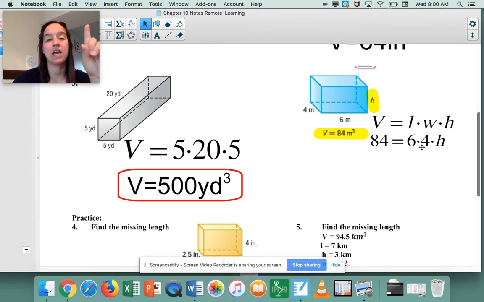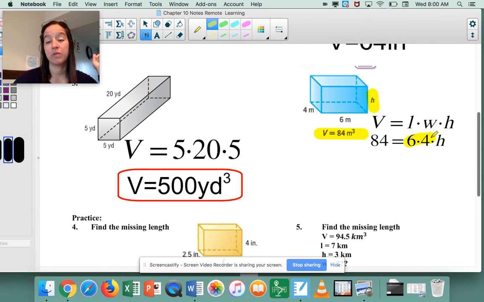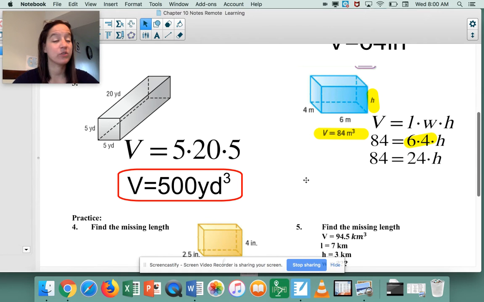The first step that's really important here is that we do our multiplication on this one side. So I'm going to go to that side of the equal sign, and I'm going to multiply. Here we are going to multiply the 6 times 4 first. Once I do 6 times 4, I get 24. So now I have a problem that I've done before. These are my simple one-step equations. This is where it says 84 equals 24 times what?